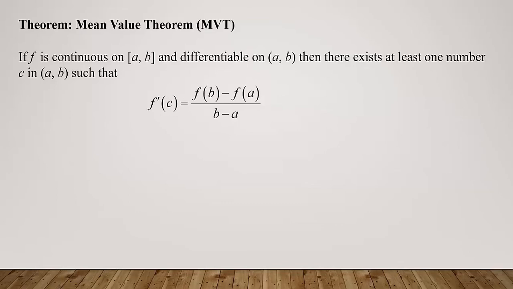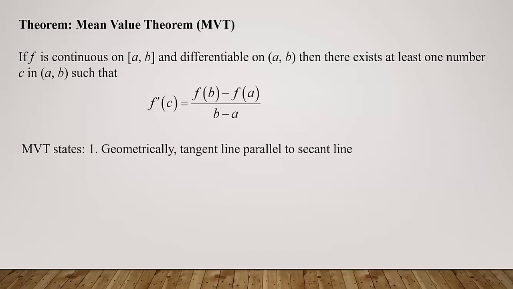Here's how I remember this. I just remember it conceptually. The mean value theorem states, well, the first thing it states is geometrically, there's a tangent line that's parallel to the secant line. I mean, f of b minus f of a over b minus a gives us the slope of a line through 2 points, so it gives us the slope of a secant line. F prime of c is giving us the slope of a tangent line at a particular value, specifically at c.